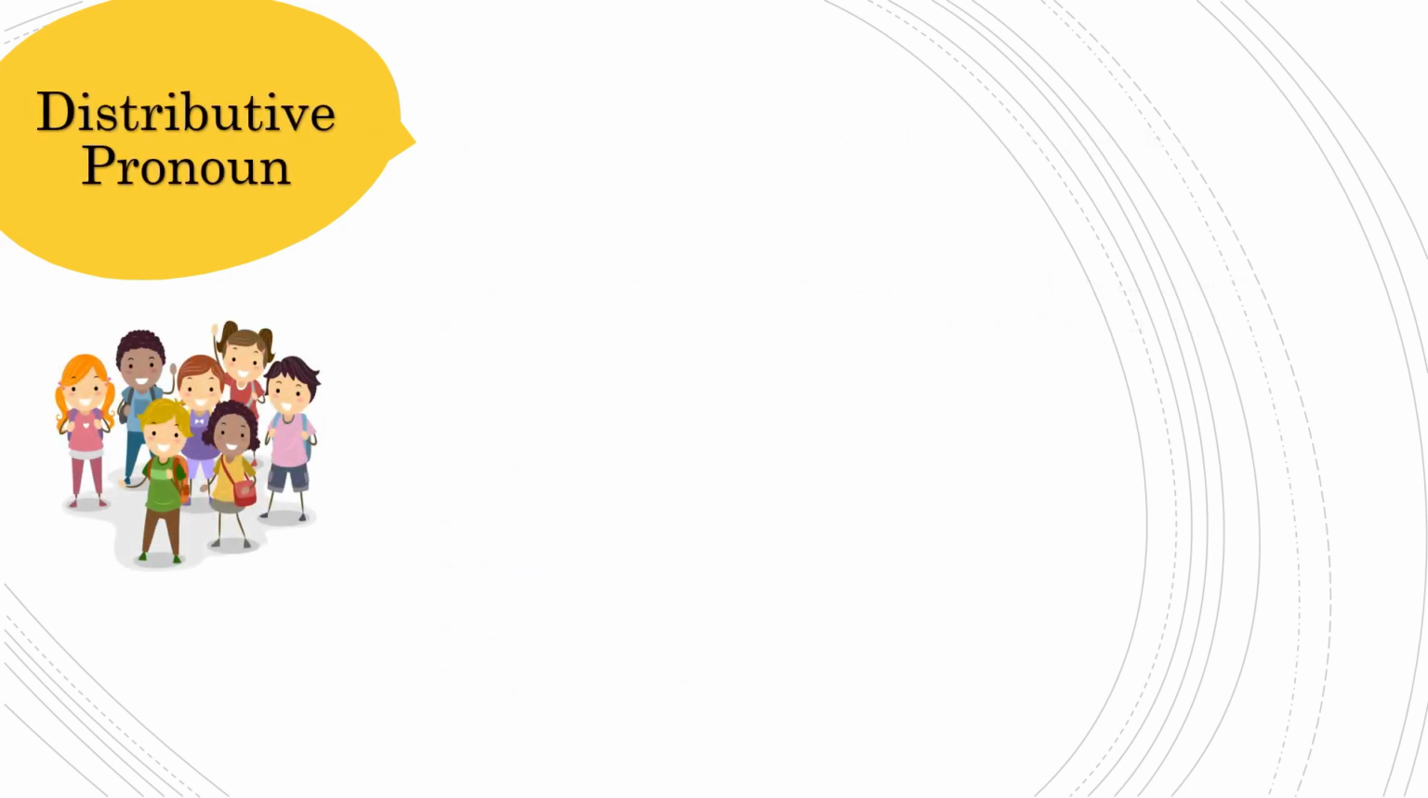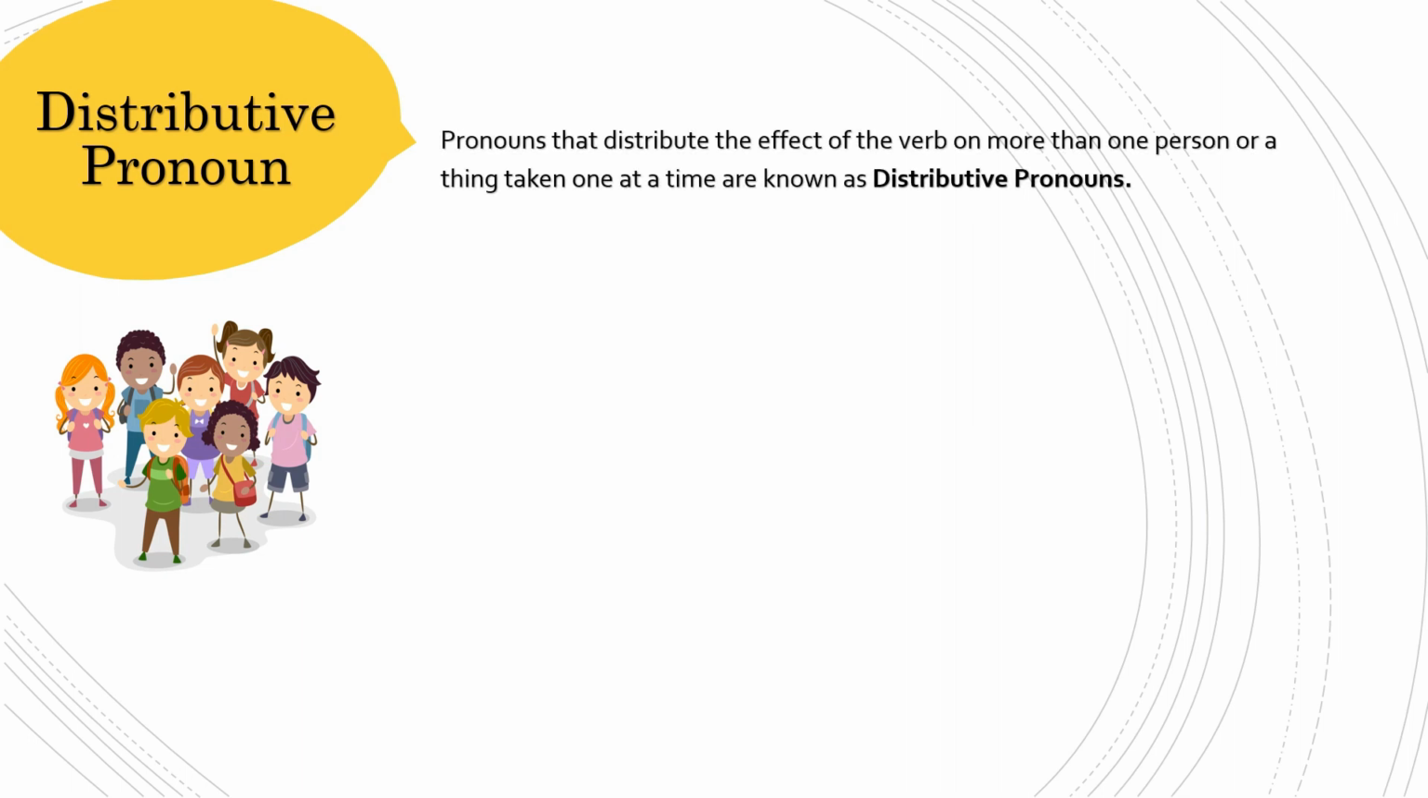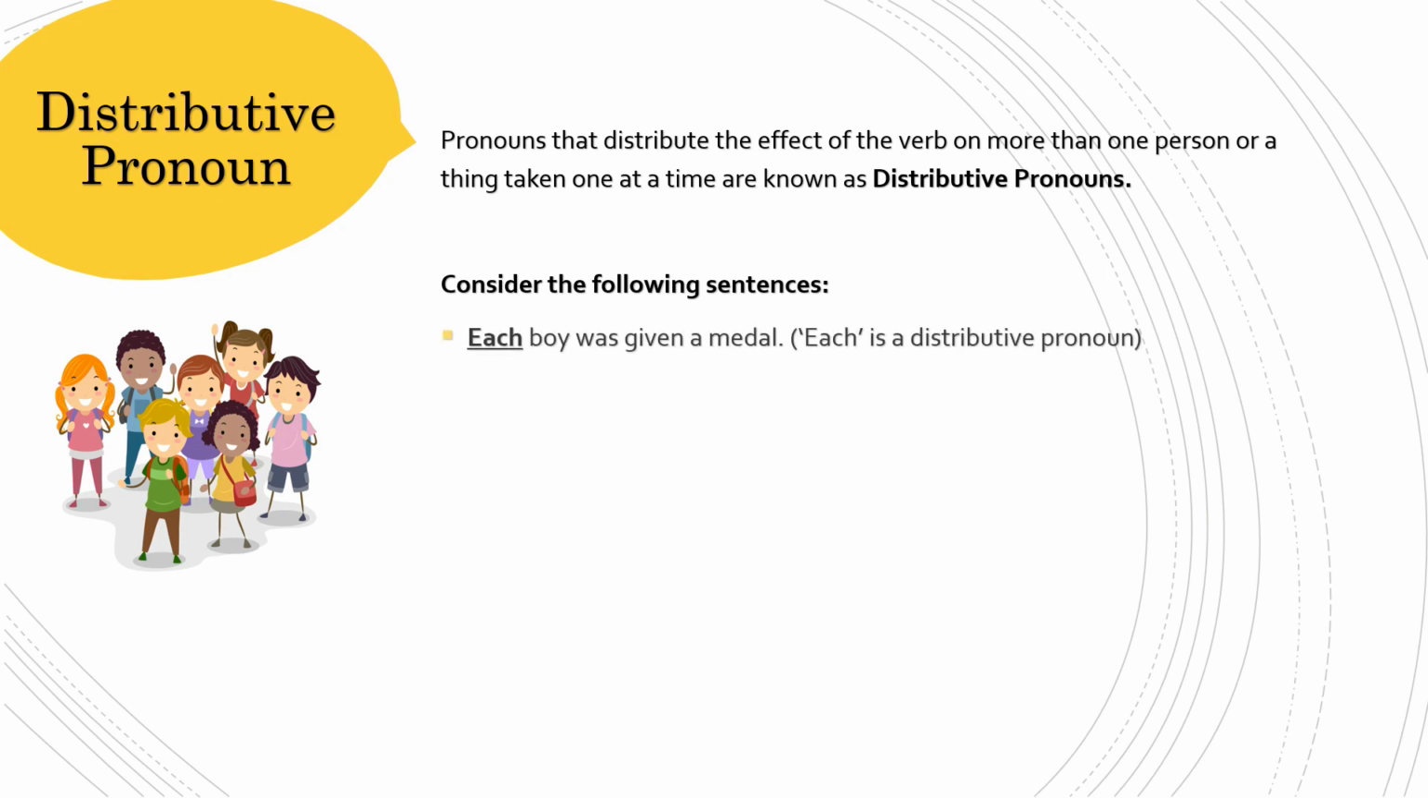Distributive pronoun. Pronouns that distribute the effect of the verb on more than one person or a thing, taken one at a time, are known as distributive pronouns. Consider the following sentences. Each boy was given a medal. Each is a distributive pronoun.